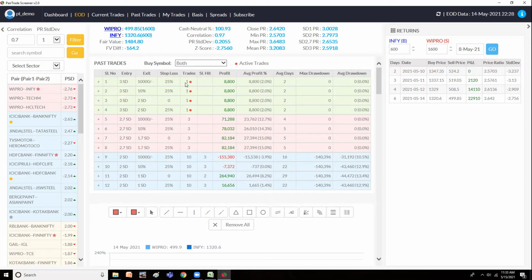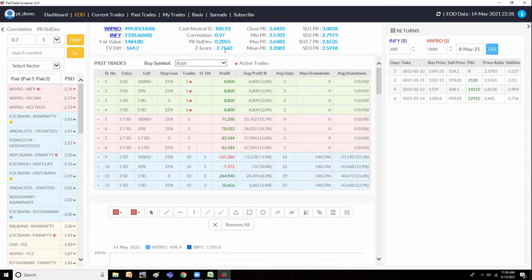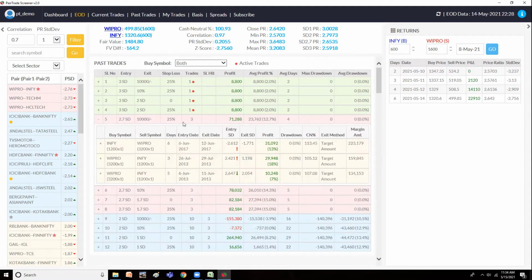And if we have taken that trade, whether any stop losses were hit and what kind of profit it has generated, what could be the average profit, or how many days it has taken to hit the target. So if you see here, there are three opportunities which were available at 2.7, in 2013, 2013-12 and 2017. In the last 5 years it has never come to 2.7, and now it is quoting at 2.75. And if we expand, we'll know how the pair has performed.